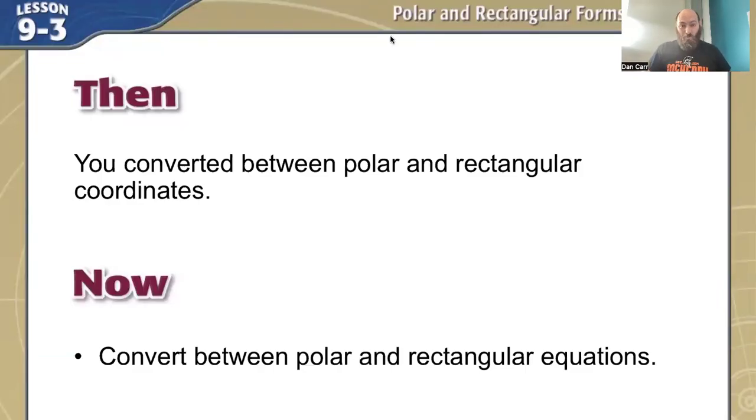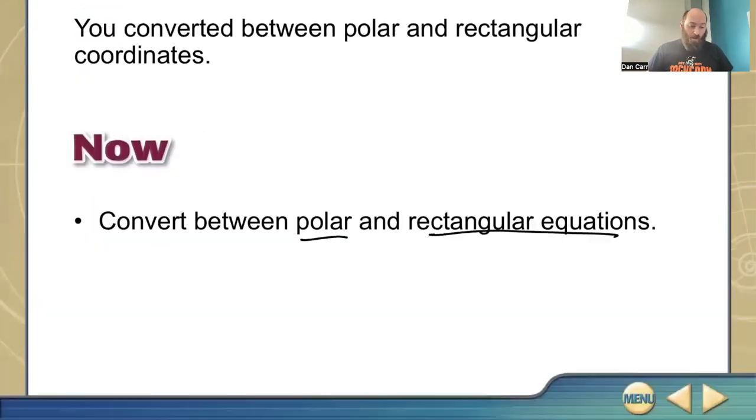Today we're going to be looking at 9-3 day 2. We're going to continue our work with our polar and rectangular coordinates. So we're looking at converting between polar and rectangular equations now, so not just coordinates, but whole equations.